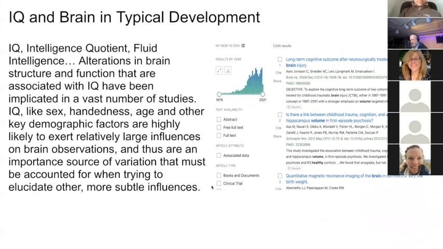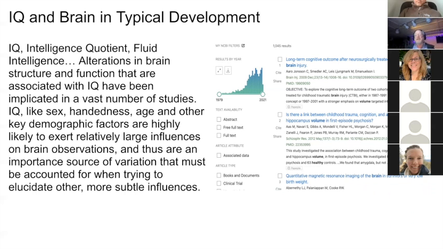So while I wanted some biology in these presentations, I'm not actually a brain scientist, and so I don't have huge insight into how IQ and brain are deeply integrated together from a biological point of view. But what I can say is that alterations in brain structure and function that are associated with IQ have been implicated in a huge number of studies.